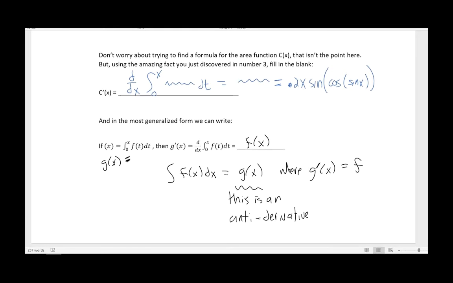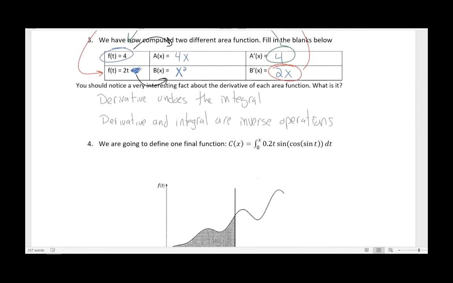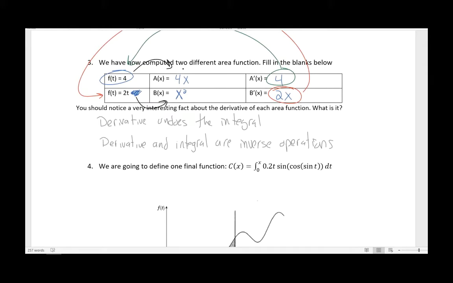So, real quick before we do some more examples, just to see that in action. Here's the antiderivative. The integral of 4 is 4x. This is the antiderivative. Why? Because if I take the derivative of this expression, I get right back where I started. Ditto here, I'm integrating 2t. What's the antiderivative of 2t? It's t squared. Why? Because when I differentiate t squared, I get right back where I started.